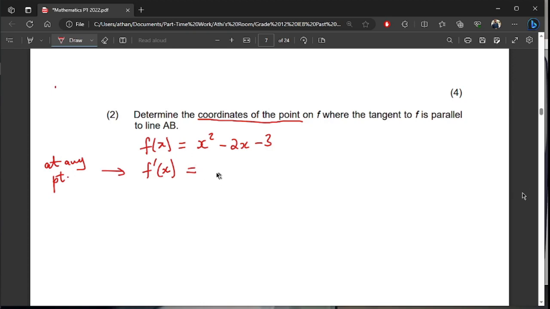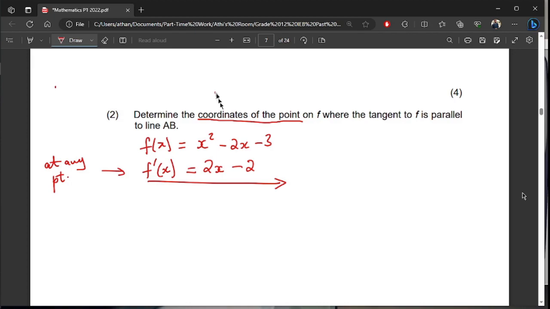The derivative, just using the law: 2 times the coefficient, and then 2 minus 1. For the second term, it's the exponent of 1 multiplied by negative 2, which is negative 2, and 1 minus 1 will be 0. The derivative of a constant number is 0. So this is the derivative at any point on the graph.